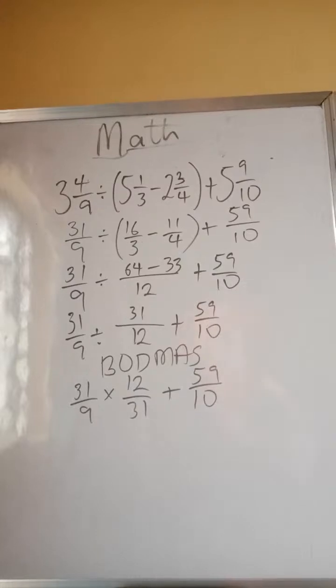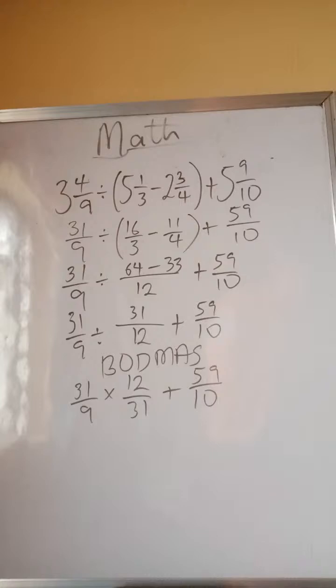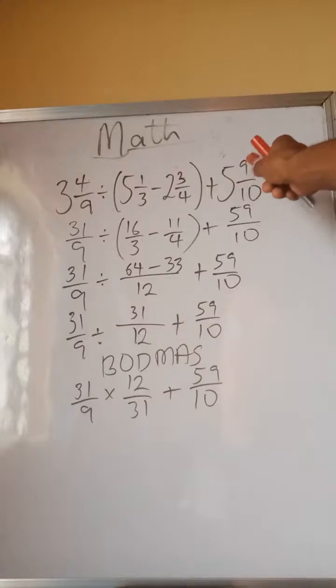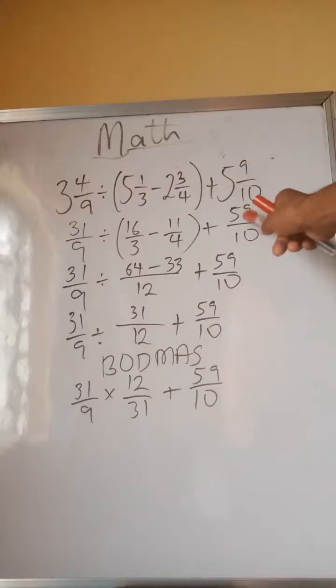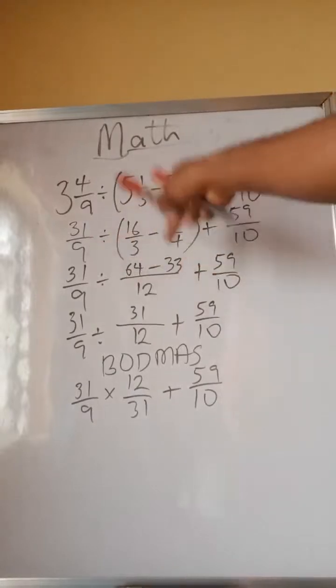And so the first step, we have to make everything there single fractions. 3 whole number 4 over 9 became 31 over 9. 5 whole number 1 over 3 became 16 over 3. 2 whole number 3 over 4 became 11 over 4. 5 whole number 9 over 10 became 59 over 10. And we did 10 times 5 plus 9. That resulted to what you can see. And the next, you can see the rest. That's the same thing we did everywhere.